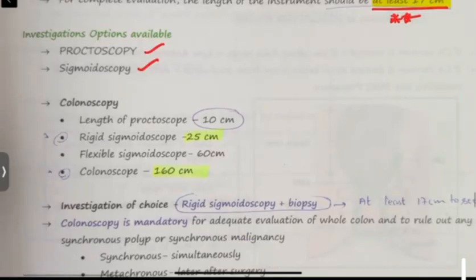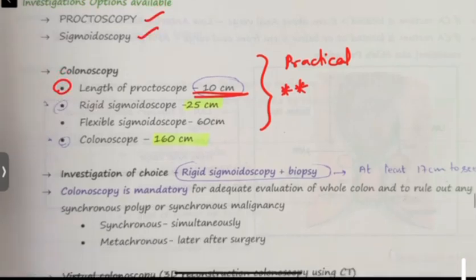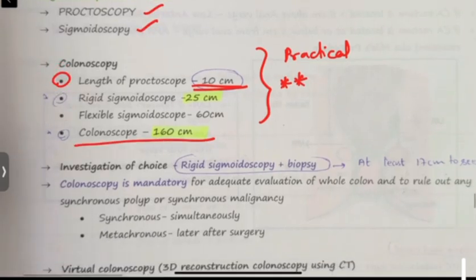Okay, and colonoscopy. The length of the proctoscope is 10 centimeters. These are basically asked in viva practicals. What is the length of the proctoscope? It is 10 centimeters. What is the length of the rigid sigmoidoscope? That is 25 centimeters. The flexible sigmoidoscope is longer, that is 60 centimeters. With the colonoscope, the entire colon can be visualized, that is 160 centimeters.